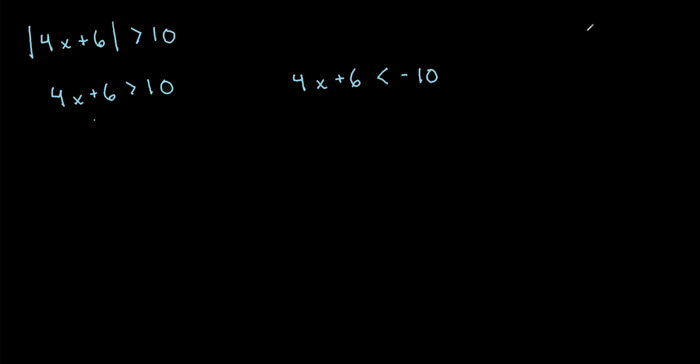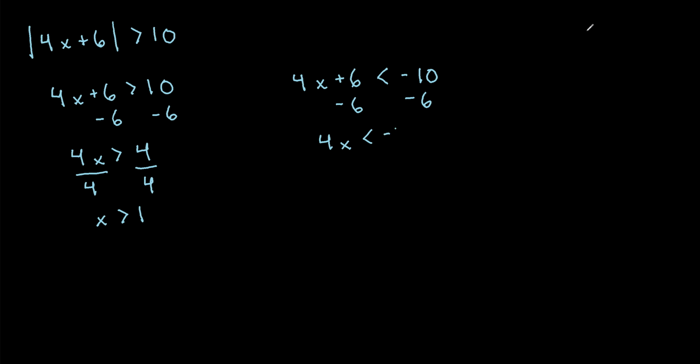So for this first one, we want to solve for x. We'll subtract a 6 from each side, and we get 4x is greater than 10 minus 6, which is 4. To get x by itself, we can divide each side by 4, and we're left with x is greater than 1. Now we need to solve this expression as well. So to solve for x, we'll subtract a 6 from each side, and we'll get 4x is less than negative 10 minus 6, which is negative 16. So to solve for x, we'll divide by 4, and we get x is less than negative 16 divided by 4, which is negative 4.